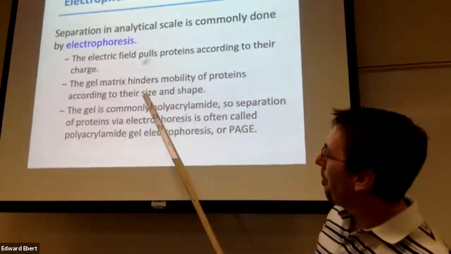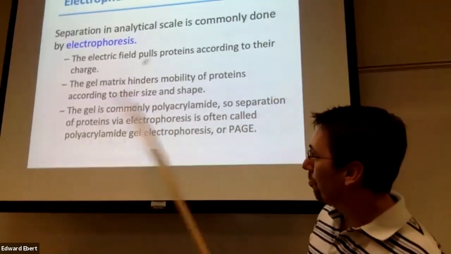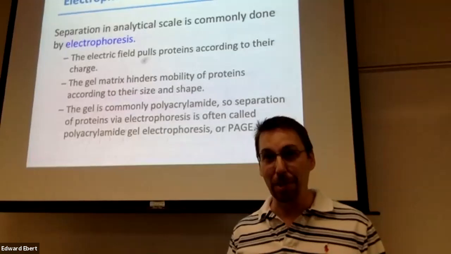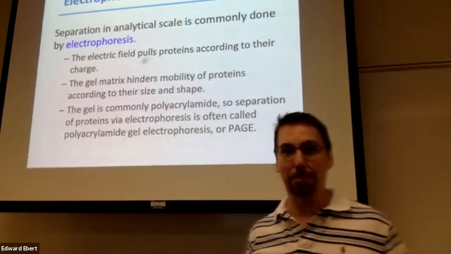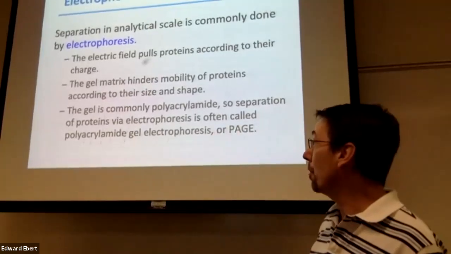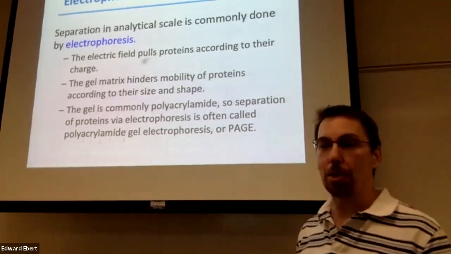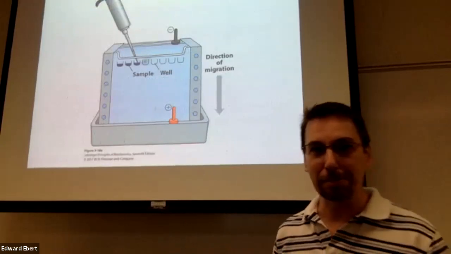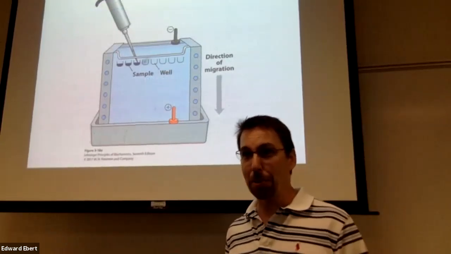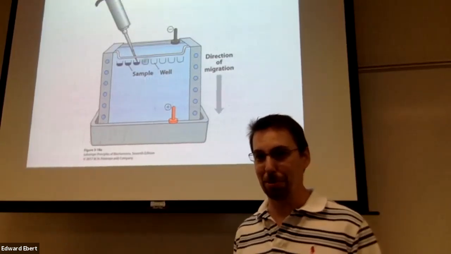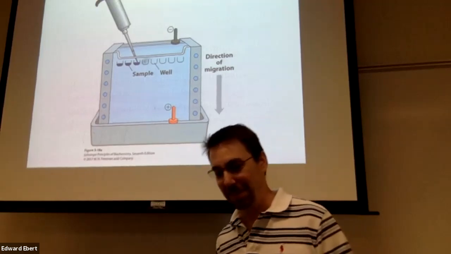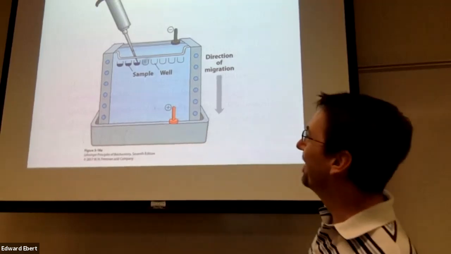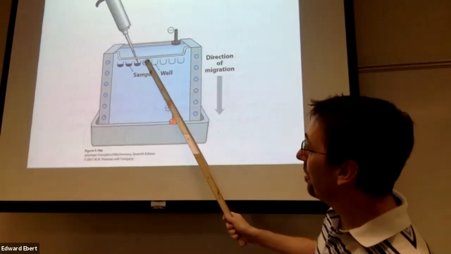Anyway, our gel matrix will, again, separate them based on size and shape. Most commonly, we're going to use polyacrylamide, so we'll call this polyacrylamide gel electrophoresis, or PAGE for short. And I think we're going to see an example of this in Labster. I'm still nervously going, okay, Labster, come on. Let's do that.